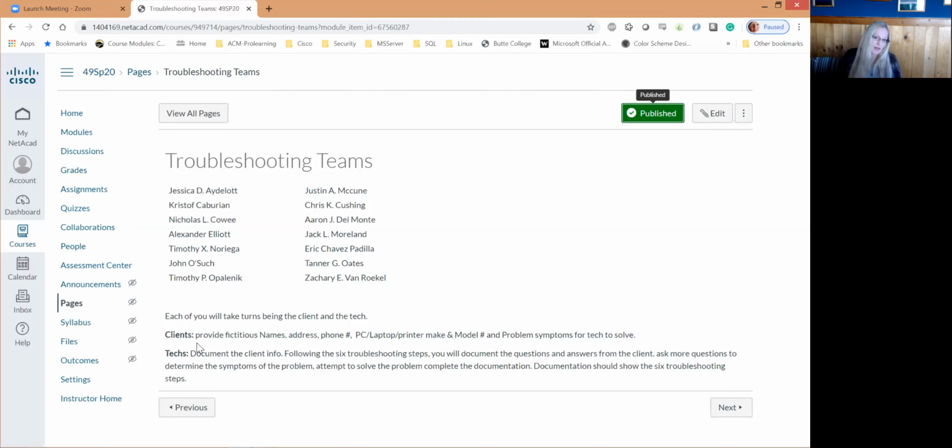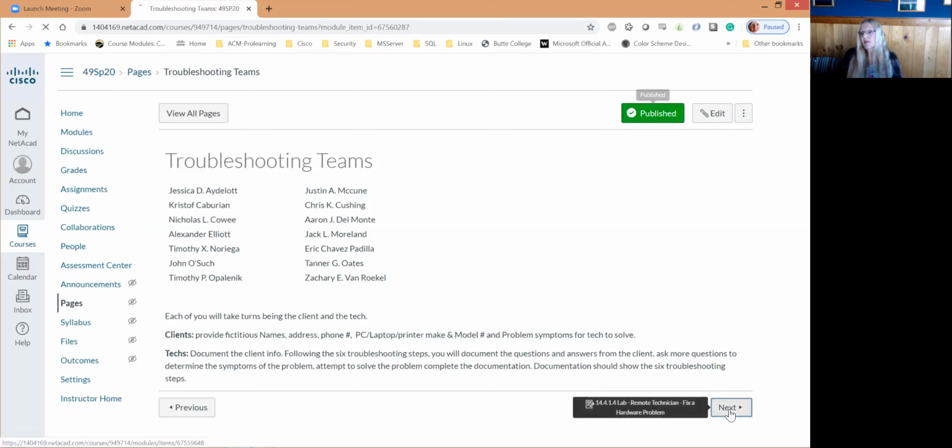You're going to have to ask multiple open-ended questions so that they can describe the problem, how it happened, what apps they were using when it happened, or whatever. Then you're going to attempt to solve the problem, and complete the documentation. And your documentation should include each of the 6 troubleshooting steps and what you did at each step.